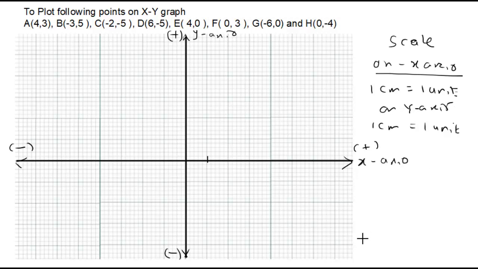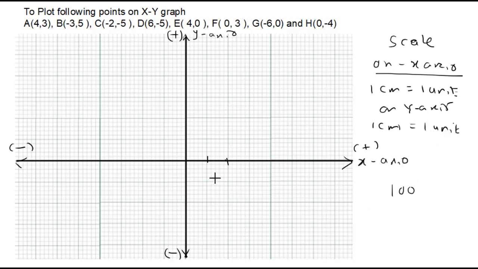But if you have to plot a number like 100, then we have to choose a scale like 1 centimeter is equal to 100, 2 centimeters is equal to 200, and so on. So it depends on how big a number you have to plot in a small space. Accordingly we have to decide the scale. Now for this I am considering 1 centimeter is equal to 1 unit.